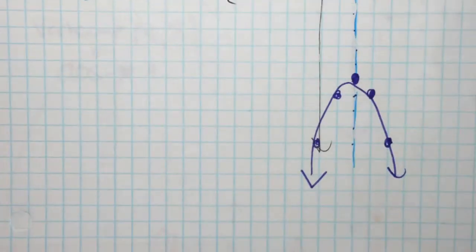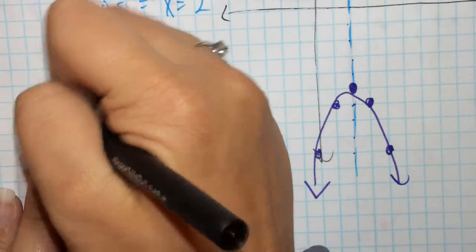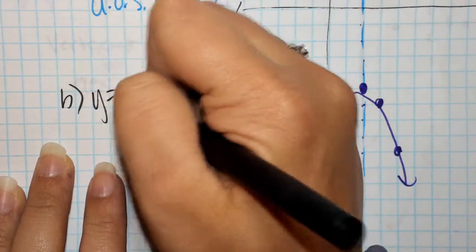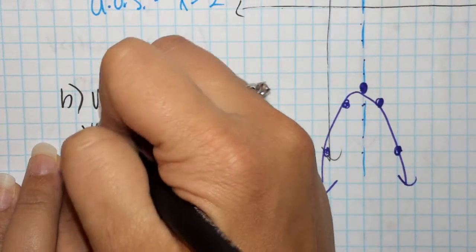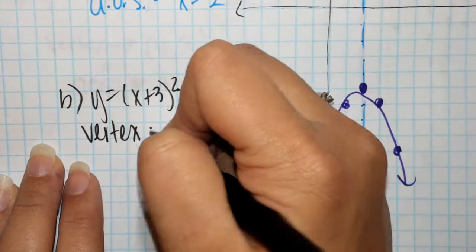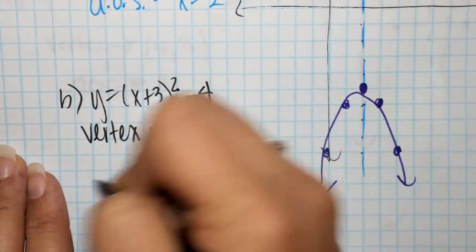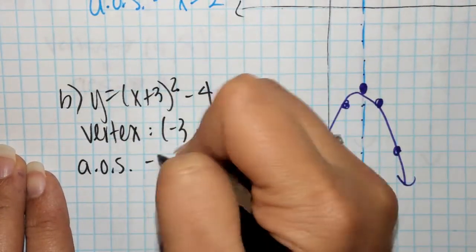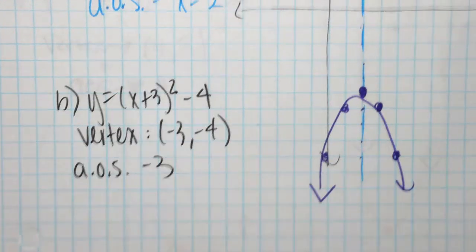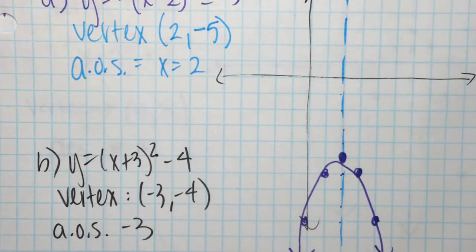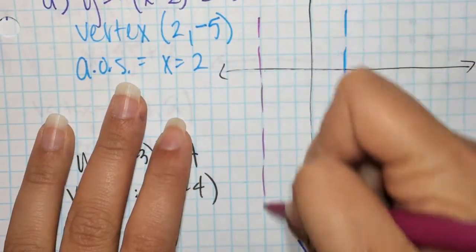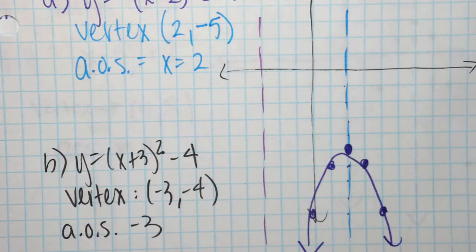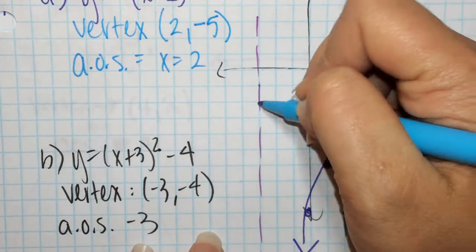Are we ready? Okay, so B was a positive, and B was y equals x plus 3 quantity squared minus 4. All right, so what's our vertex for this one? Negative 3, negative 4. What's my axis of symmetry? Negative 3. All right, I'm going to do this one on the same graph because I can. Y'all can't, but I can. 1, 2, 3. Negative 3, negative 4, we go right 3, down 1, 2, 3, 4.